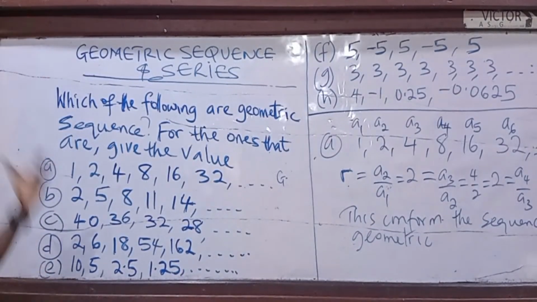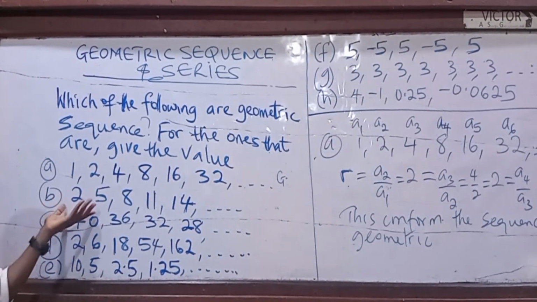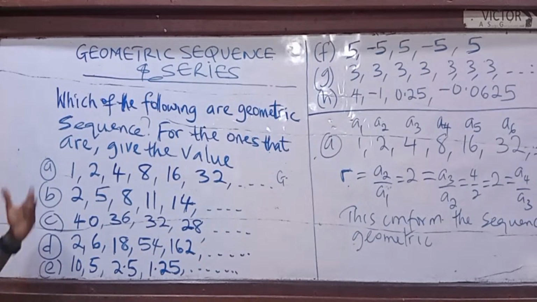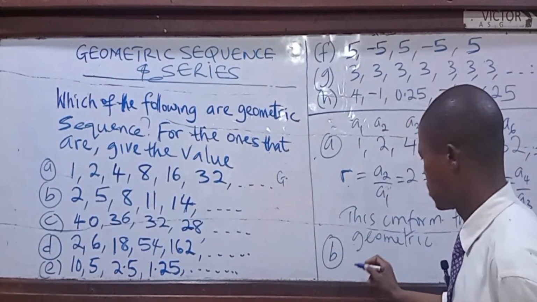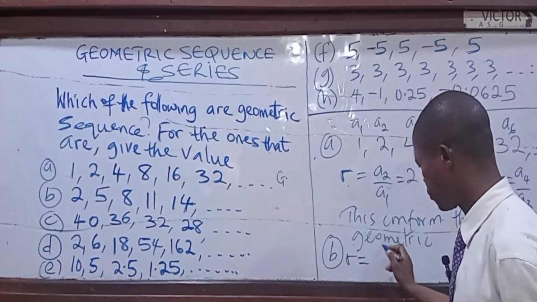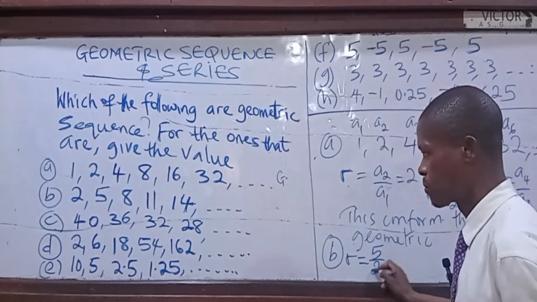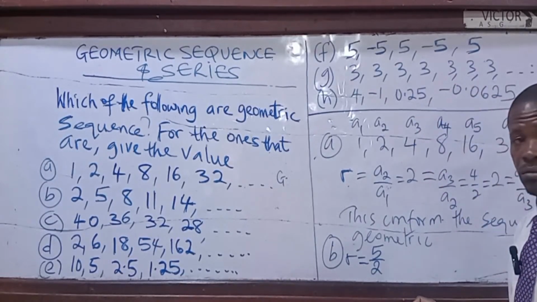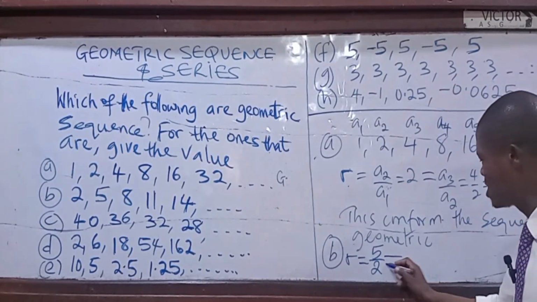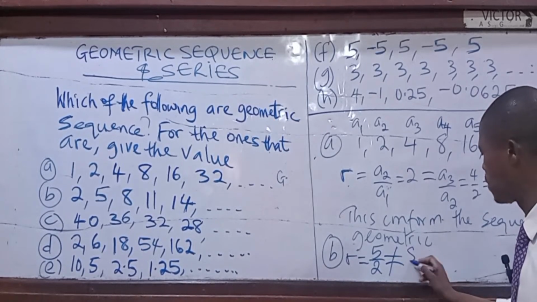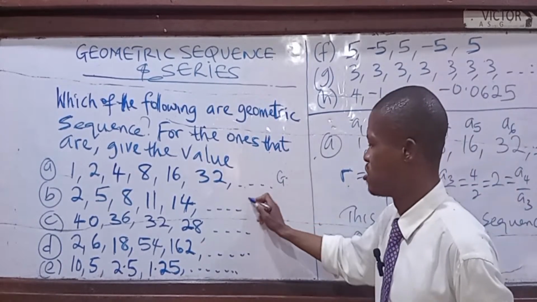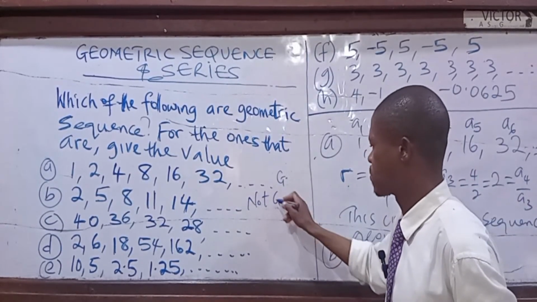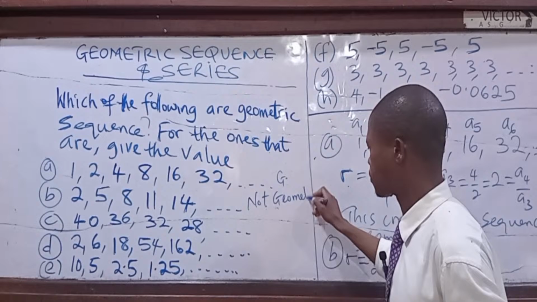If you look at the sequence, it's not geometric. If you do your common ratio for the second one, B, the second term over the first term, 5 over 2, is not equal to 8 over 5. They're not equal, so the B part is not geometric.